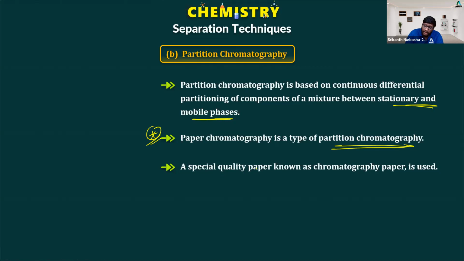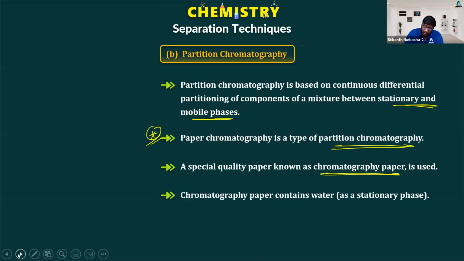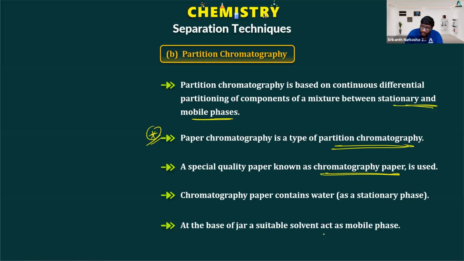A special quality paper known as chromatography paper is used, not ordinary paper. Chromatography paper contains water as a stationary phase. At the base of a jar, a suitable solvent acts as a mobile phase. Due to capillary action, the solvent is moving up, and whatever dot you have placed, containing a mixture A, B, C, those components are moving above.